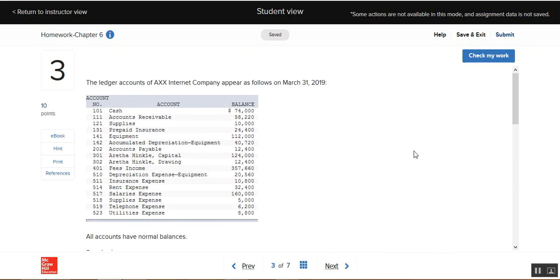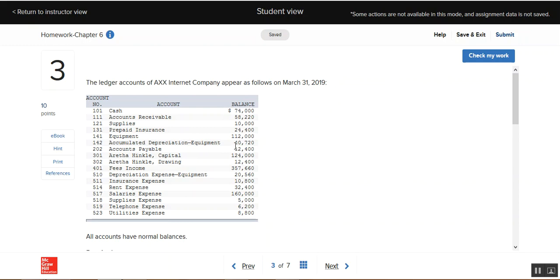So this one says we've got ledger accounts. This is the end of the period. We've got balances, and it says all accounts have normal balances. All that means is that assets normally have a debit balance, and if you'll notice in this balance column, it doesn't say debit or credit, so you just have to figure that part out. So all of our assets have normal debit balances.